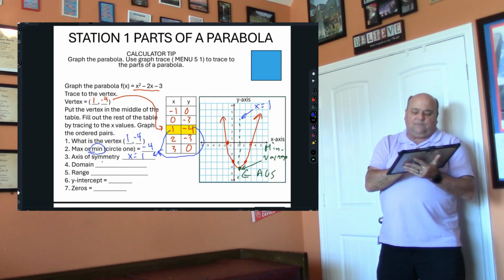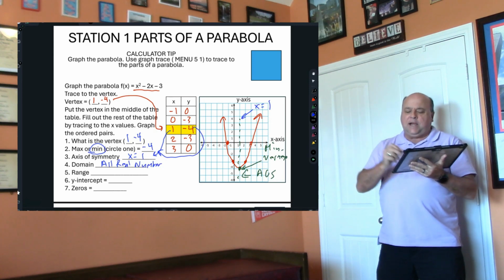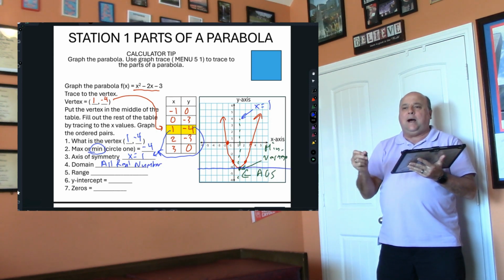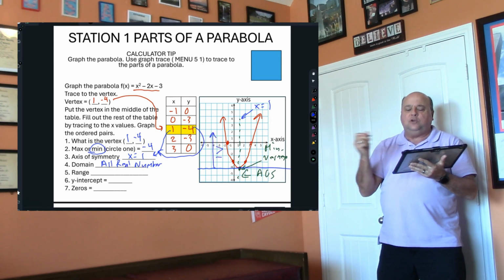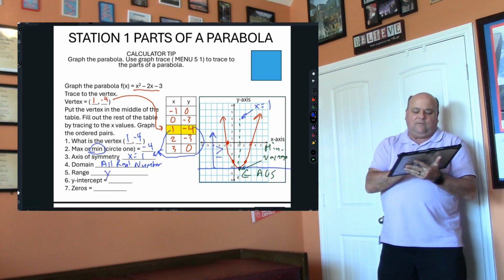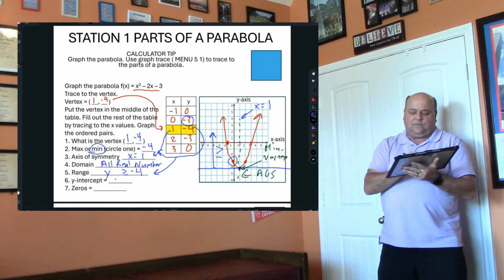The domain, if on the graph, is all real numbers. And then the range, look at the range. It's going to be on the y. It will never go below that line. It's only going to go up, which means we're going to use greater than or equal. So we have y greater than or equal to that negative 4. Your y-intercept is right here, which is, if you input 0, you get negative 3. And the zeros are 1 and 3, aren't they?